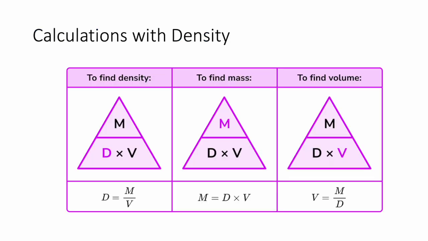Here is a table of the different ways to manipulate the density formula based on what you're looking for. So to find density, it's going to be mass divided by volume. To find mass, it's going to be density times volume. And then to find volume, it's going to be mass divided by density.